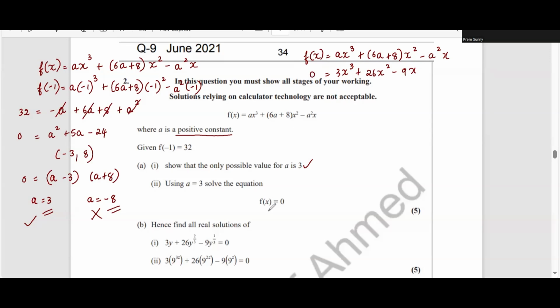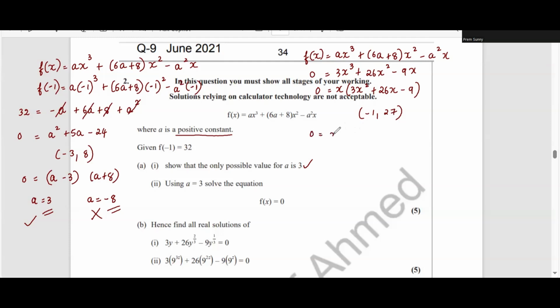f of x equal to 0 is what we need to find out. I can see that there is x common in this, so I'll take x common outside. We have 3x squared plus 26x minus 9. Now we have a quadratic here. We need two numbers that multiply to give minus 27 and add to give 26. That is minus 1 and 27. Minus 1 into 27 gives minus 27, and minus 1 plus 27 gives positive 26. So that satisfies the condition.